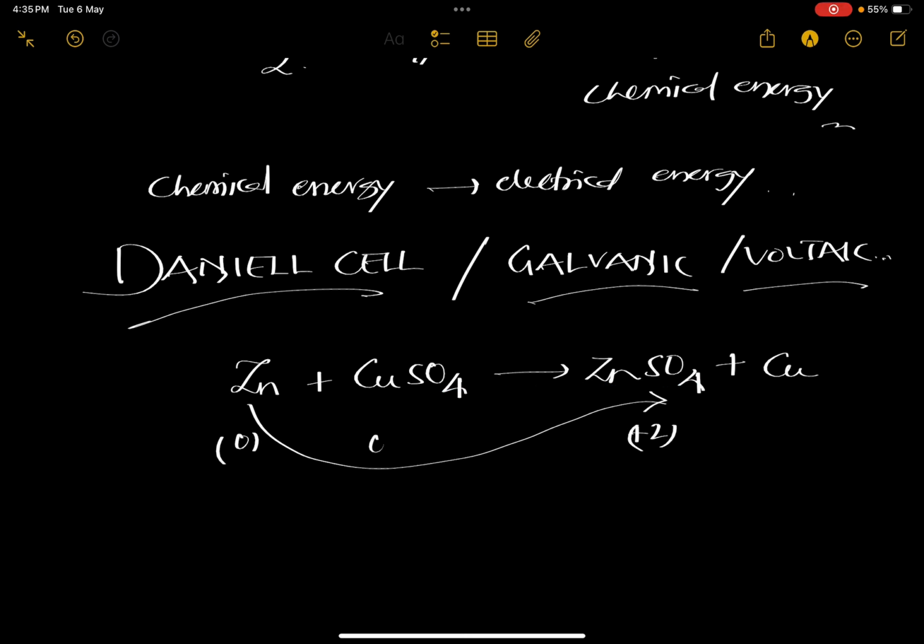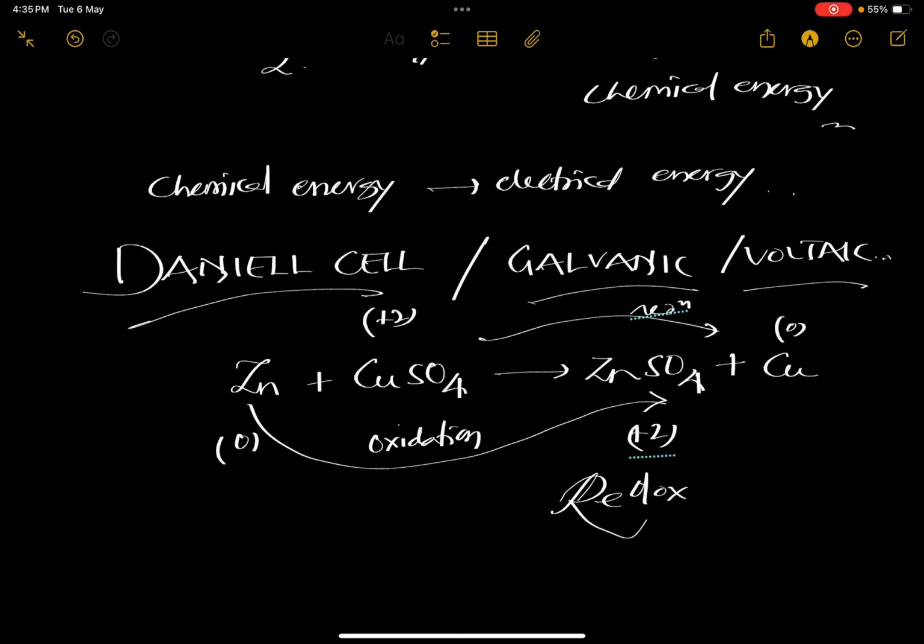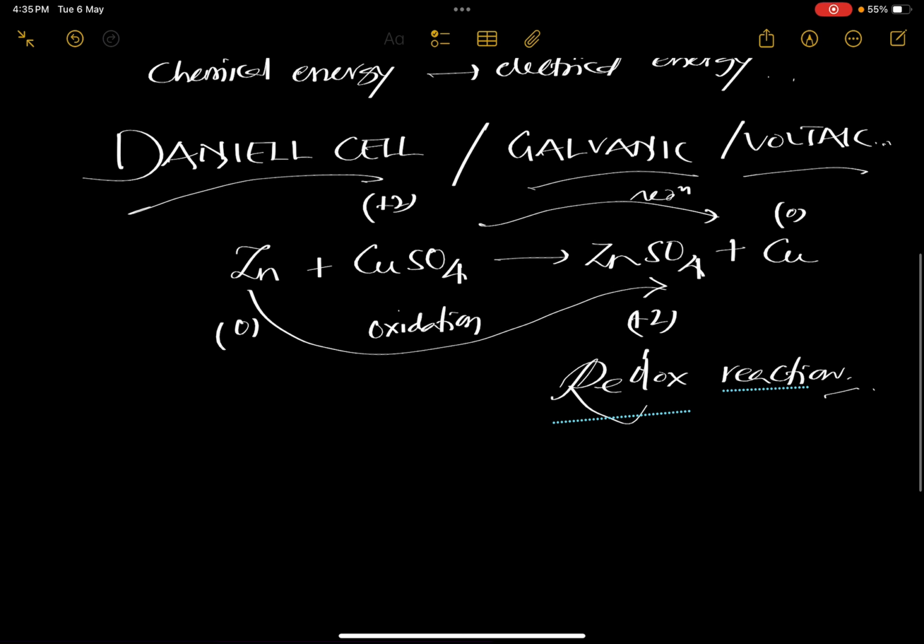So this is oxidation. Zinc undergoes oxidation. Copper +2 to copper 0 is reduction. It means the overall reaction is going to be a redox reaction. Reduction as well as oxidation both are taking place, so it is a redox reaction.